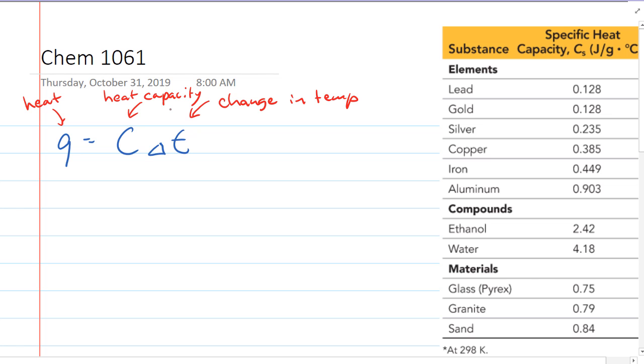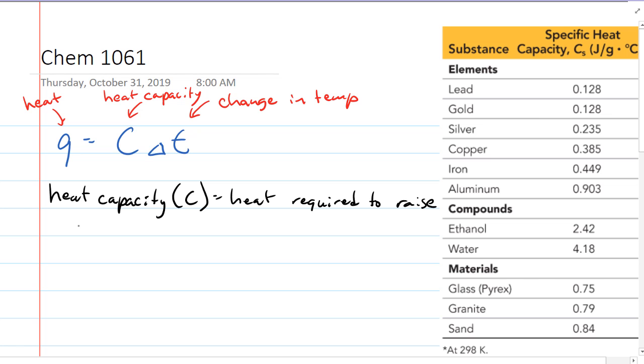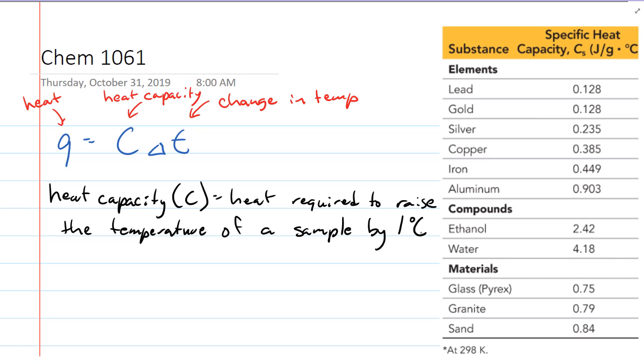C is the heat capacity. And we define the heat capacity like this. We say that the heat capacity C is defined as being the heat required to raise the temperature of a sample by 1 degree Celsius. It is the heat required to raise the temperature of a sample by 1 degree Celsius.